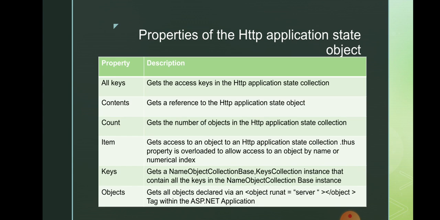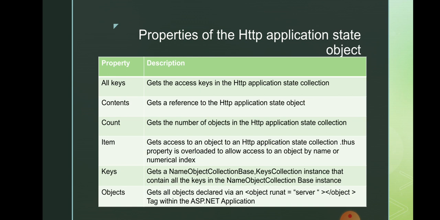Okay. Next, some of the properties of the HTTP application state object. First one is AllKeys. The AllKeys property gets the access keys in the HTTP application state collection. Contents. It gets a reference. Count. It gets the number of objects in the HTTP application state collection.